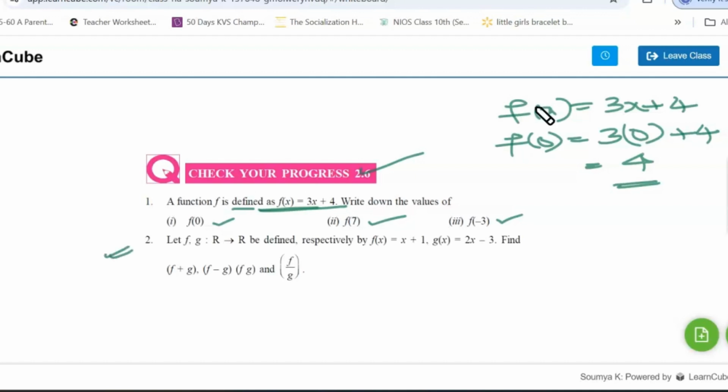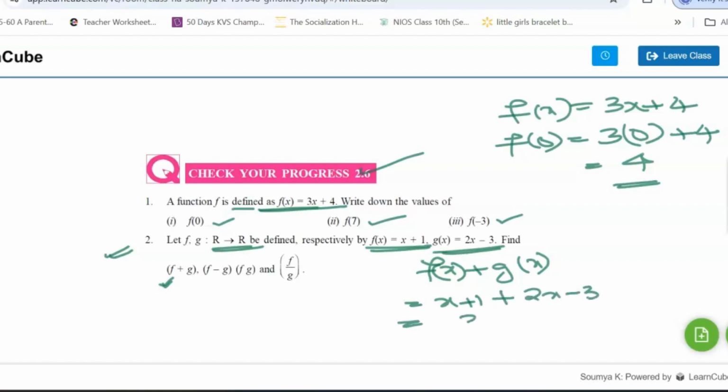Let's move on to the second question. Here f and g are functions, and you can see f of x is given, g of x is given. Find f plus g. To find that, it is very easy. f of x plus g of x, that means x plus 1 plus 2x minus 3, which will show you as 3x. These terms can be added because they are like terms. You can see both are x, and these are the numbers. So 1 minus 3 is minus 2. So you can write it as 3x minus 2.